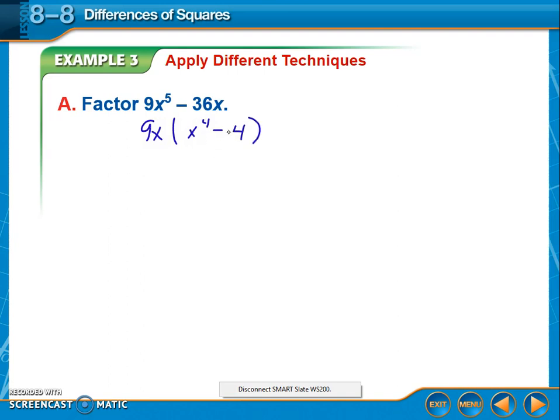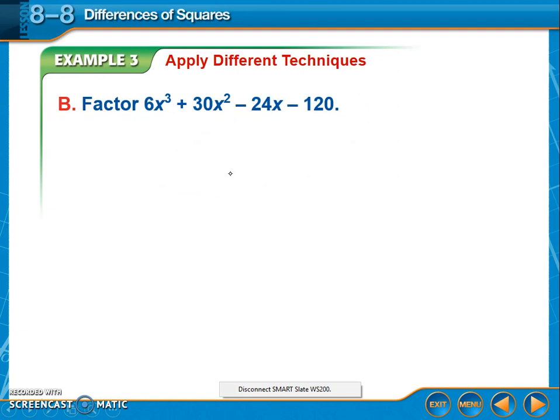This here, because it's a perfect square, my a is x squared and my b is 2. I'm going to say that this is going to be x squared minus 2 and x squared plus 2. Now, you can't factor further because 2 is not a perfect square. There's no integer squared that's going to give us 2. So we stop here, and this is now as factored as we can go.